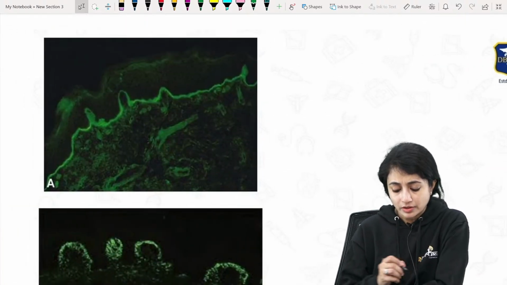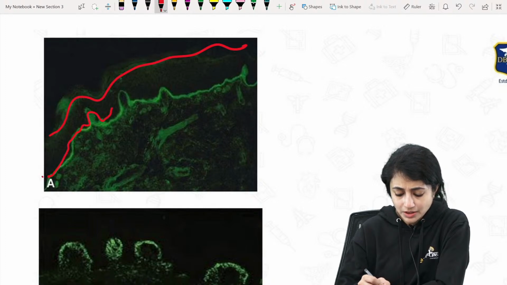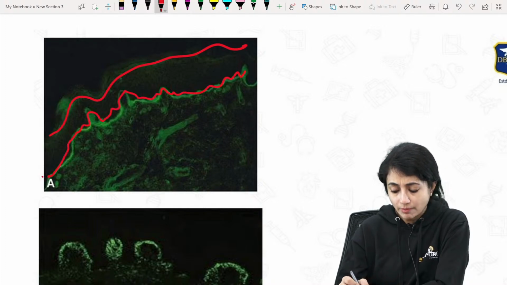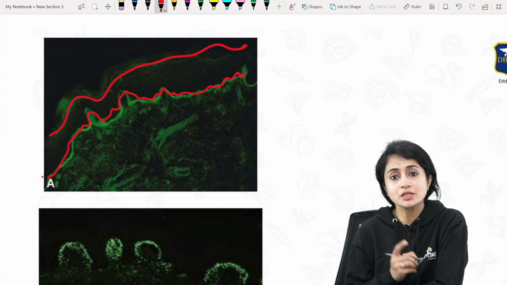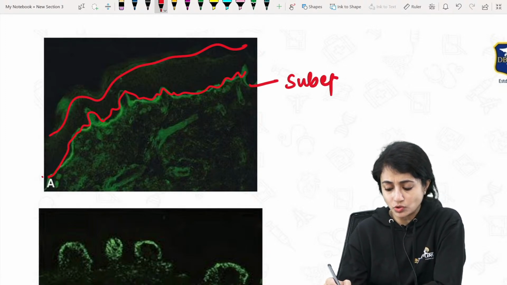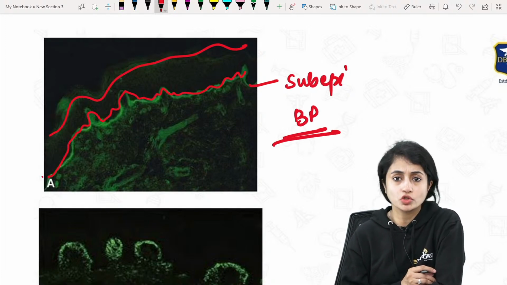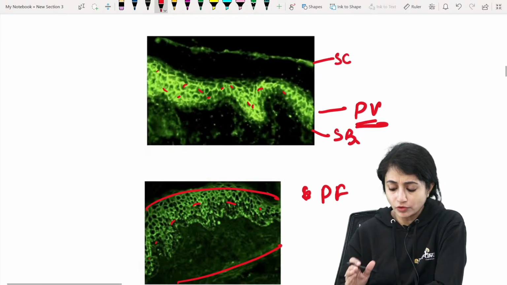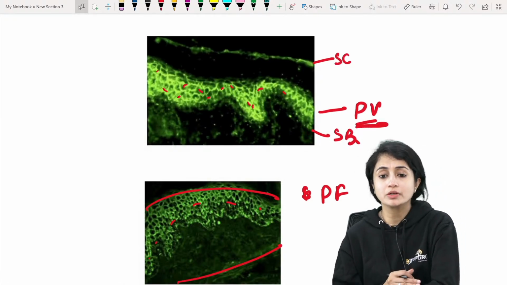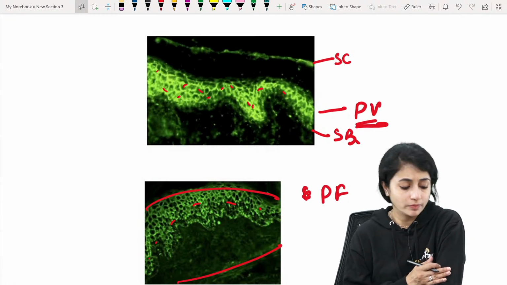Look at here. This is my epidermis. It is whole clear. Where am I seeing the fluorescence? It is below the epidermis. So this is a subepidermal disorder or BP. Clear? This is what you should know. So if I have fluorescence in the lower part of the epidermis, I call it PV. If it is on the upper part, I call it PF.